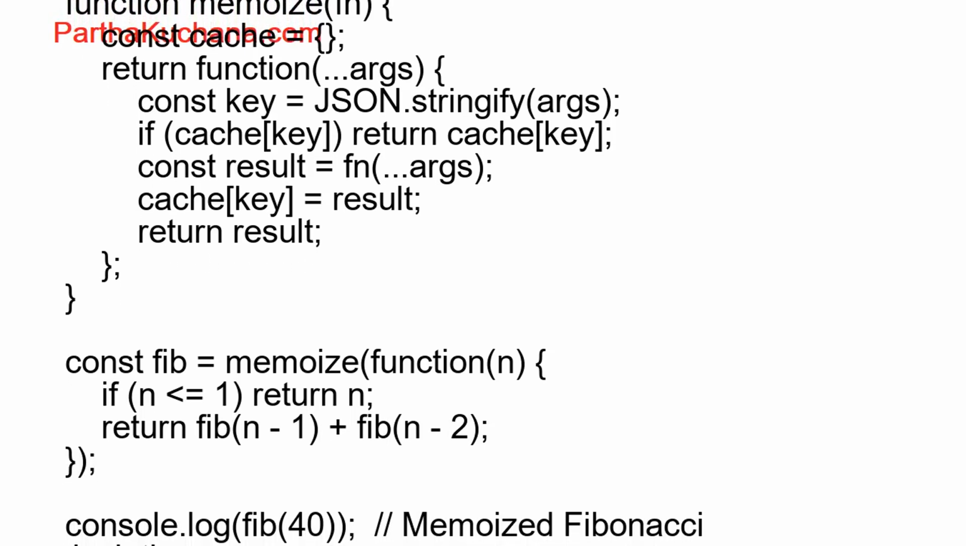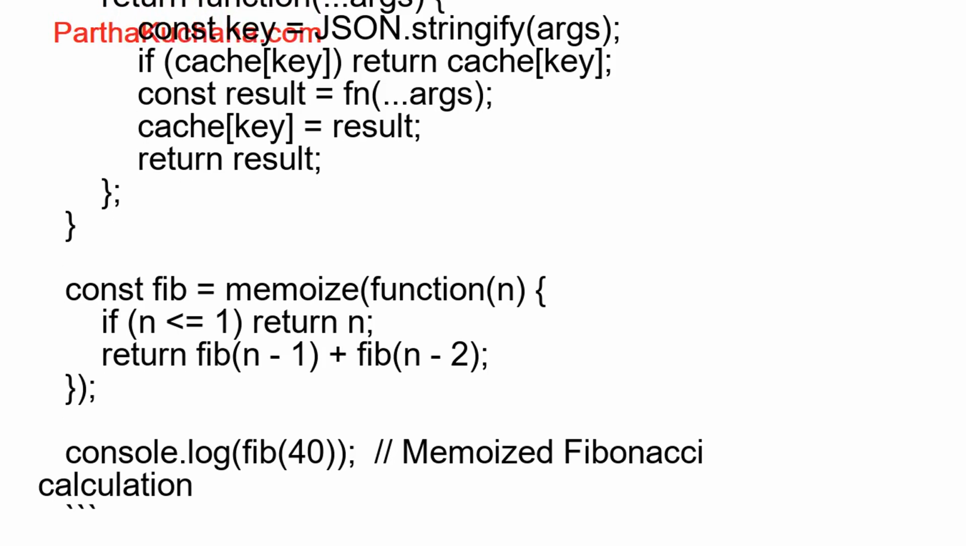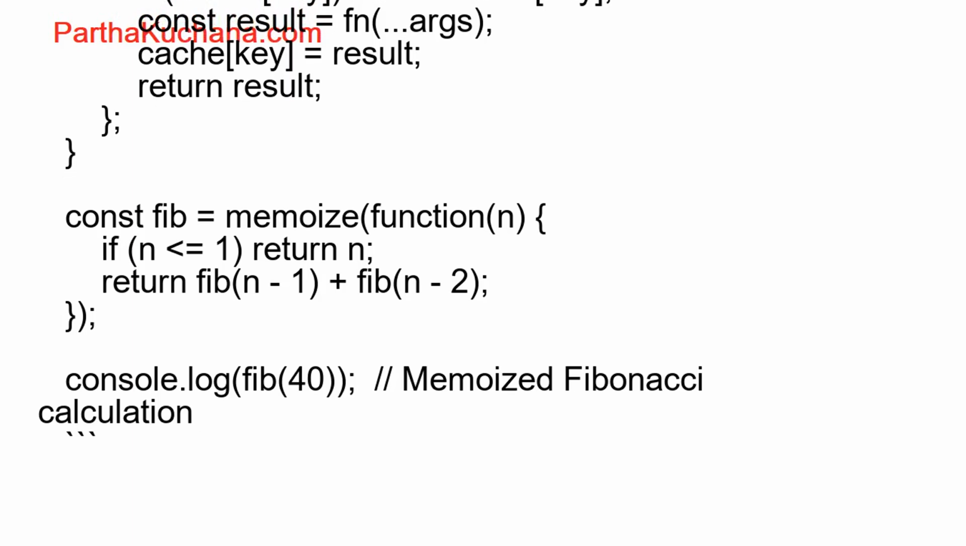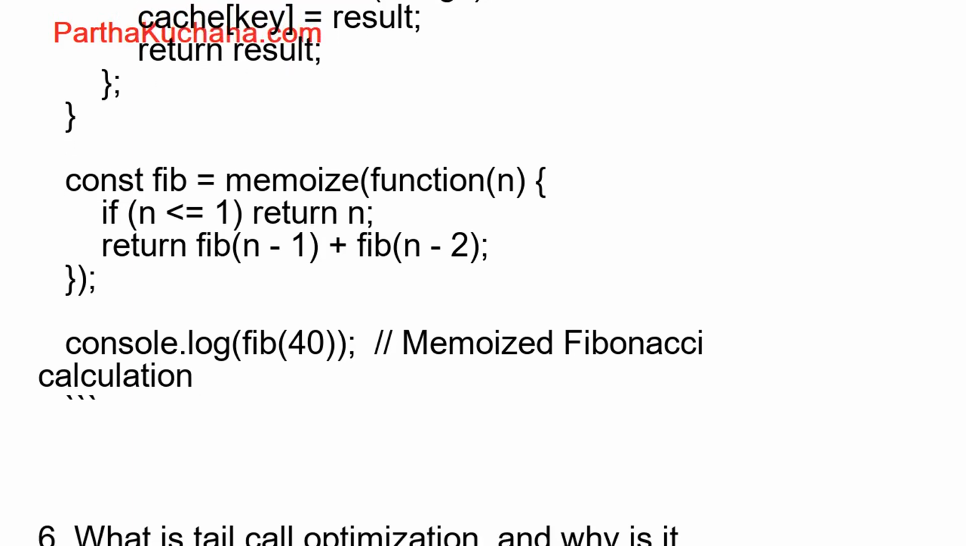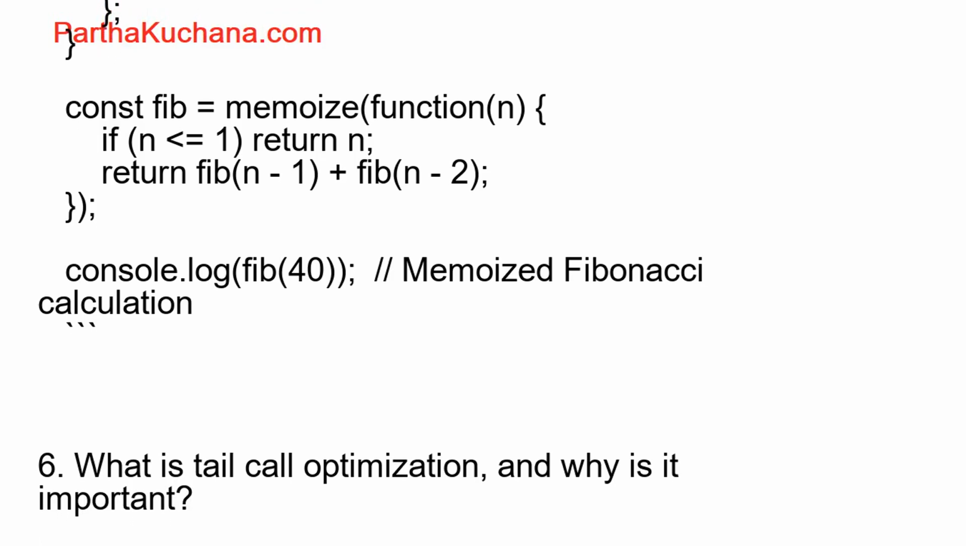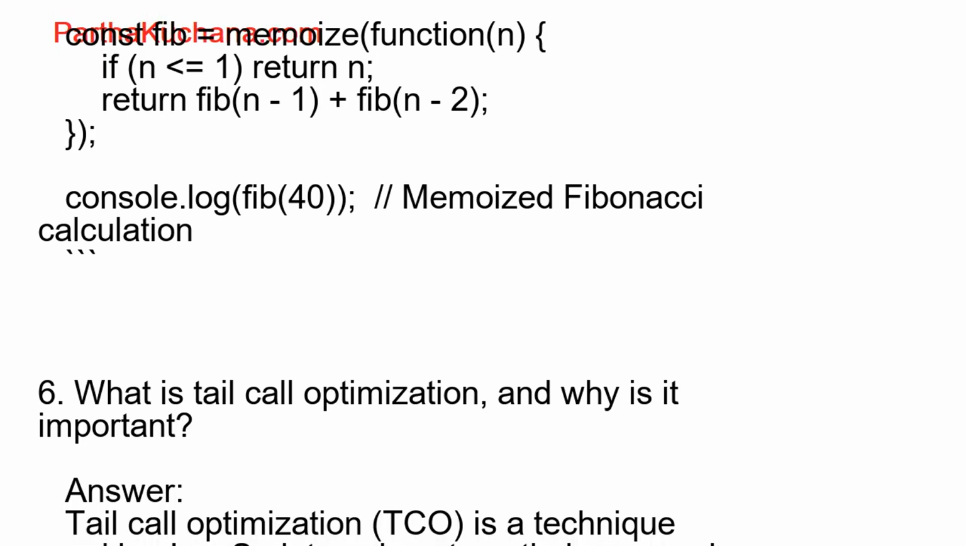6. What is tail call optimization and why is it important? Answer. Tail call optimization, TCO, is a technique used by JavaScript engines to optimize recursive function calls. When a function call is the last action in a function, a tail call, the current function frame can be replaced rather than adding a new frame to the call stack. This prevents stack overflow issues in recursion and improves performance.